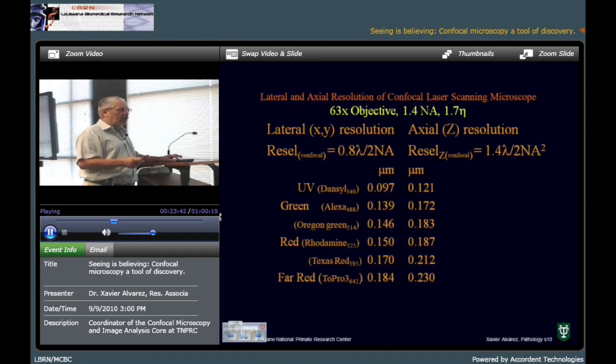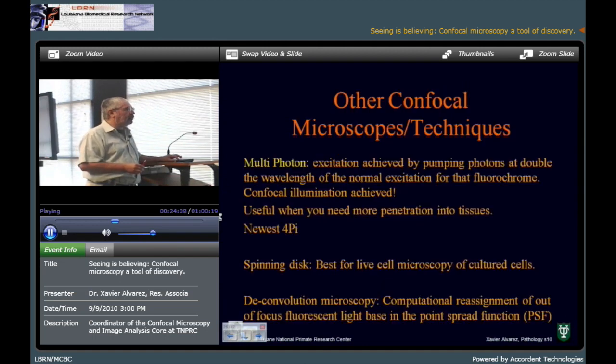Then the resolution changes with the wavelength. We have more resolution towards the UV light than in the far red. Okay, essentially only the trained eye and only by making measurements you could see that it is different. Essentially everybody sees these things and says, oh, it's the same, but no, it's different. Okay.